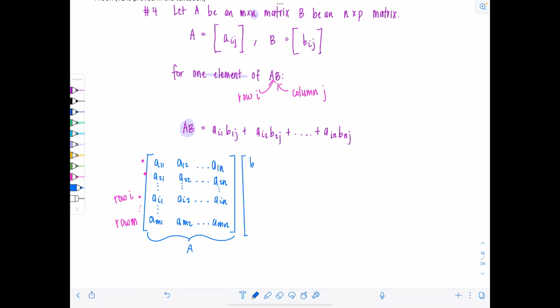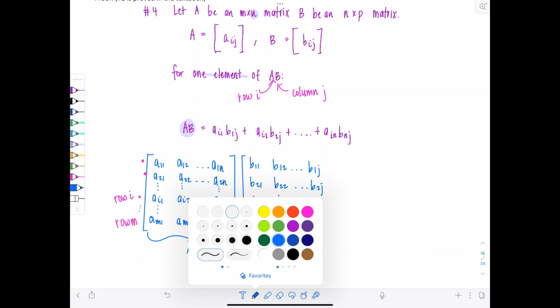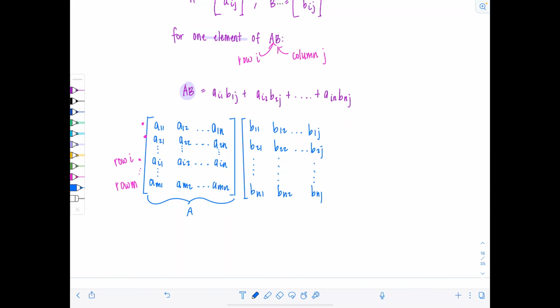So let's do the same thing with B. So we've got B11, B21. B has n rows, so this would be Bn1. Then this would be B12, B22, and then this would be Bn2. And then I want to show some arbitrary column J. So you would have B1J, B2J, Bnj, and then you go to the last entry, B1P, B2P, Bnp, because it has P columns, remember? Okay, so this is matrix B.